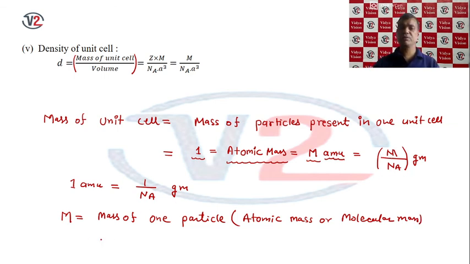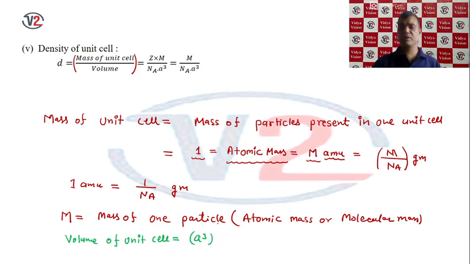And what is the volume of the unit cell? So this is the cubic unit cell. So the volume of the unit cell will be equal to a cube. So this is the volume of the unit cell, a cubed.